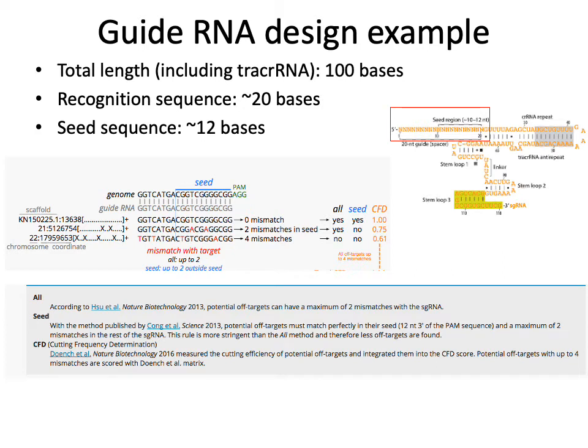and smaller numbers represent a lower probability of cutting at that site. Software like this, and there's lots of software out there to help you design guide RNAs, works on a similar principle. They basically just try to identify for you where potential off-target sites might be.